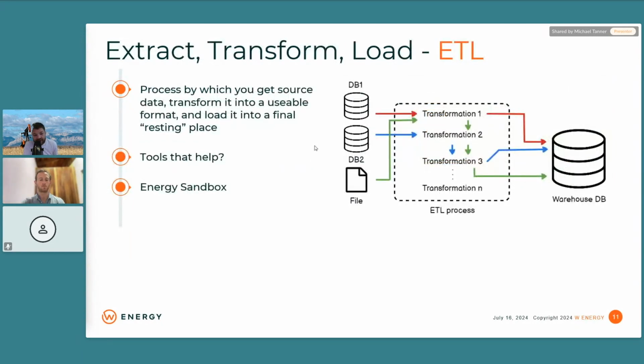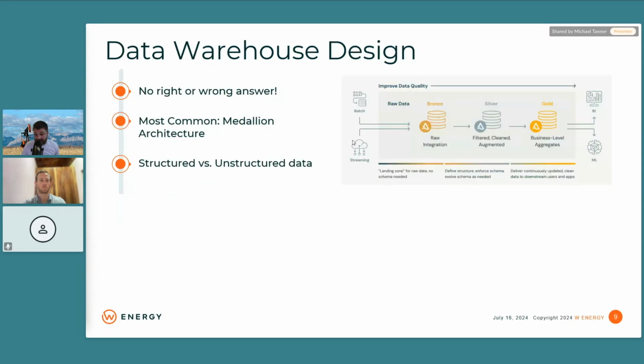I mentioned the ETL process. And what does that mean? Well, it's a fancy acronym because if it's easy, we just have to make it sound smarter. Extract, transform, load. Really all it is, and I'm going to read from the screen here, is the process by which you go and get source data, transform it into a usable format, and load it into its final resting place. If we go back to that slide we talked about, an ETL occurs twice.